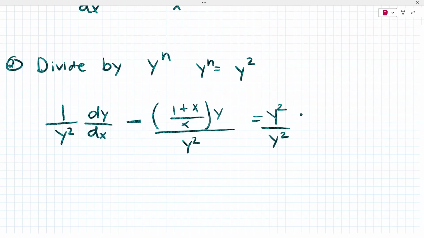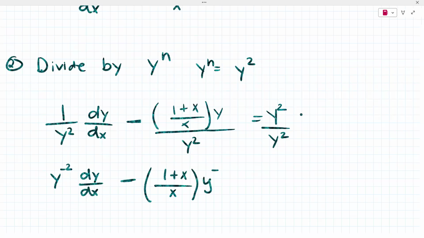So 1 over y squared is the same thing as y to the negative 2, right? dy dx minus 1 plus x over x times y over y squared. That's the same, but what's y divided by y squared? That's y to the negative 1. So let me put that up front. It's going to be 1 plus x over x times y to the negative 1. And then what's y squared over y squared? 1. Okay.